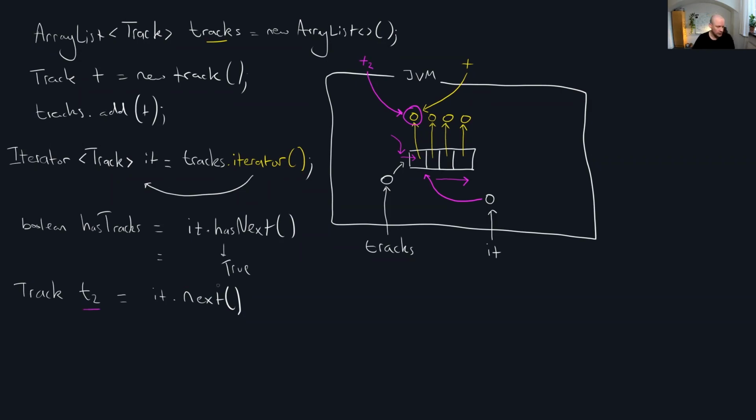The other thing we can do is ask the iterator to remove the current track it's looking at, and we just call it something like that. This will actually go ahead and get rid of this track from the collection. Then once we've called these methods, the next time we call hasNext, we'll start looking into the next location in the array list.